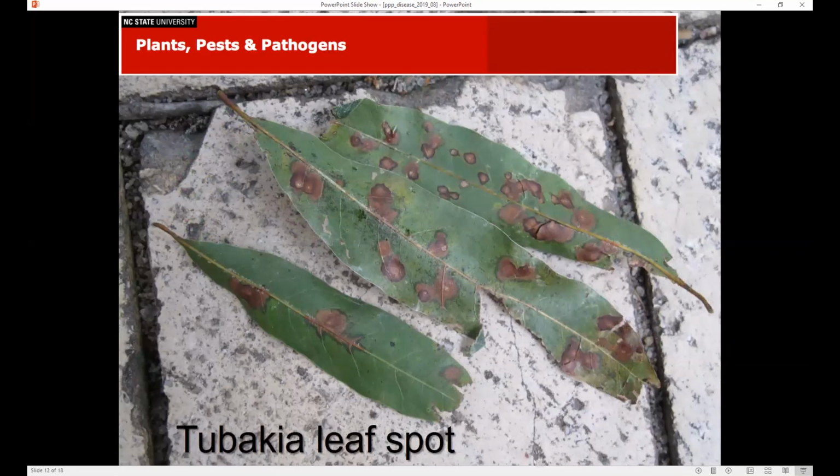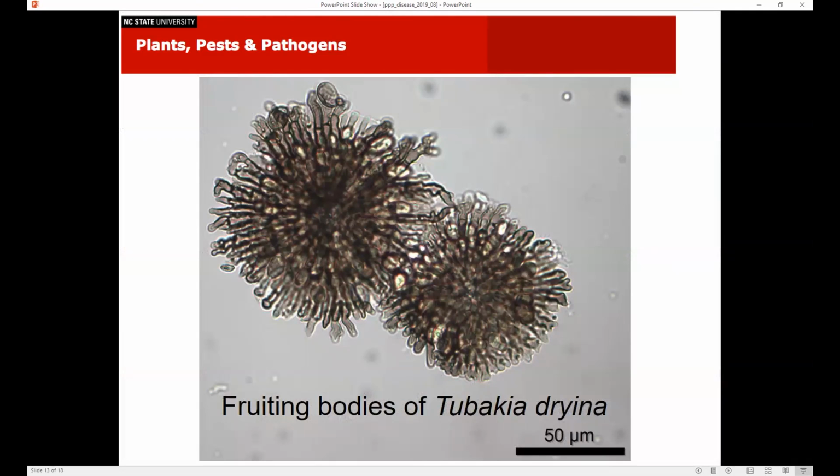And it turns out it's something called Tubakia leaf spot. So you notice some very nice brown spots. They tend to start very small early in the year, and then as leaves reach the end of their useful life and start senescing, the fungus gets the upper hand and tends to expand the size of those spots. And by looking at it under the microscope, you can get the definite diagnosis, and these are the fruiting bodies of the fungus Tubakia dryina.